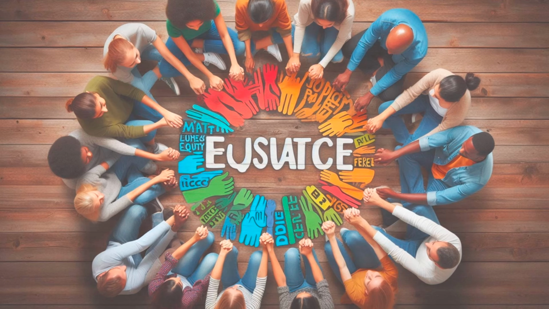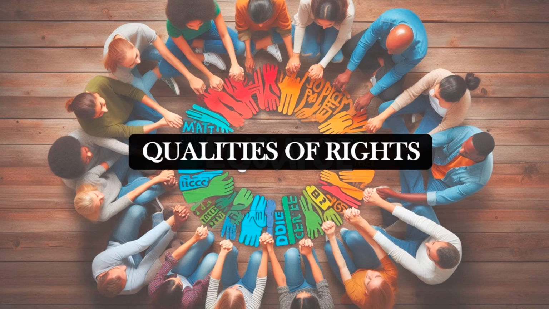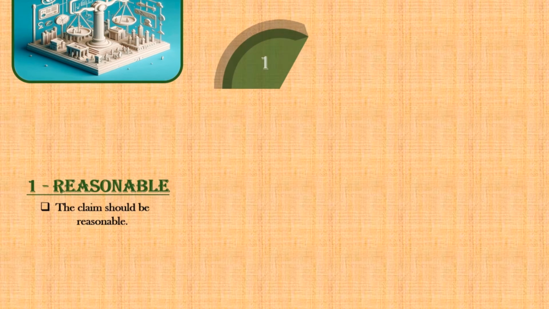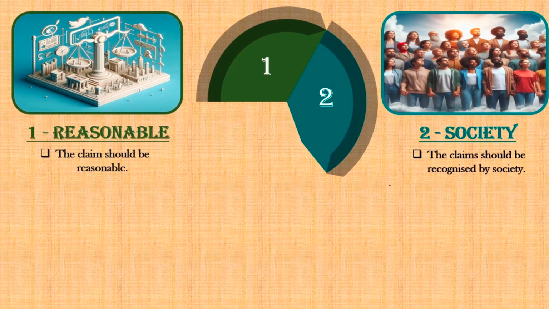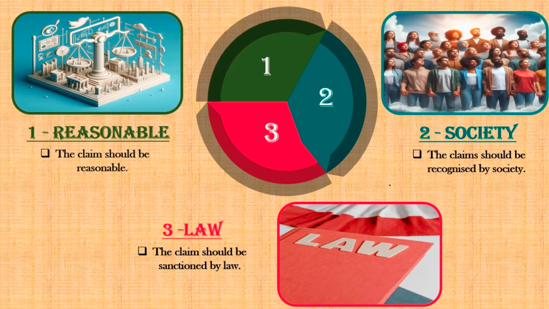After understanding the importance of rights, let's discuss the qualities of rights. To be considered a right, the claim must have 3 important qualities. 1. The claim should be reasonable, meaning it must be fair and just. 2. It should be recognized by society as important and accepted by people. 3. Finally, it must be backed by law, meaning it is protected and enforced by legal rules.